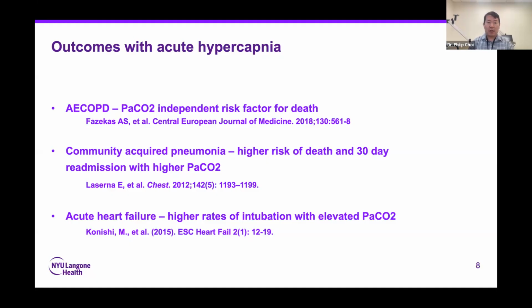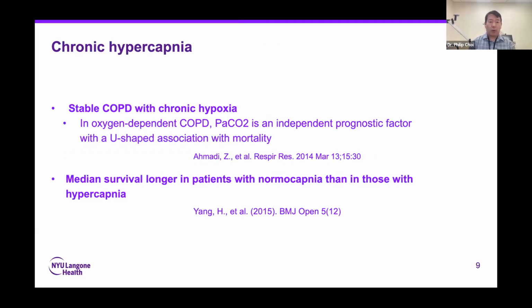So in acute exacerbations of COPD, PaCO2 is an independent risk factor for death. And this has been shown in multiple different studies. It's also true in community-acquired pneumonia. They found that there's a higher risk of death and 30-day readmission for patients with higher PaCO2. And then also in acute heart failure, there's higher rates of intubation with elevated PaCO2. So in acute hypercapnia, we know this is bad if they're acidotic. And so we're pretty readily inclined to treat those patients with non-invasive ventilation to try to return them to a normal pH. But what about chronic hypercapnia?